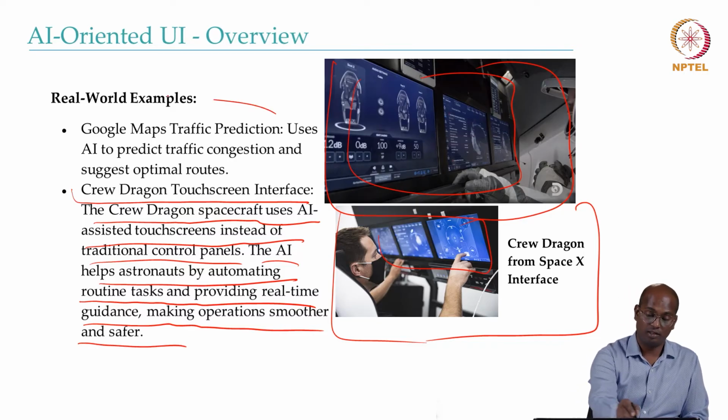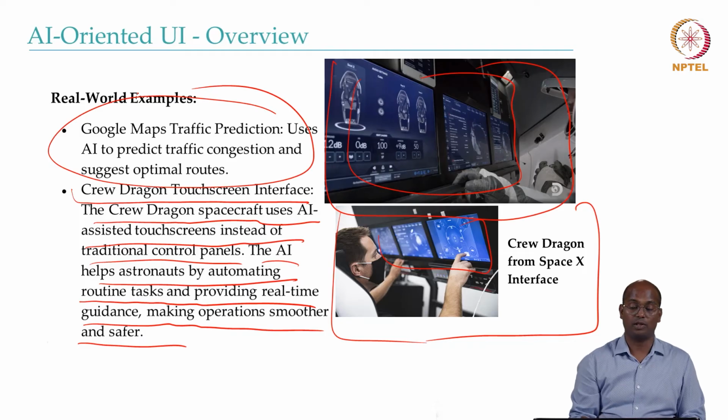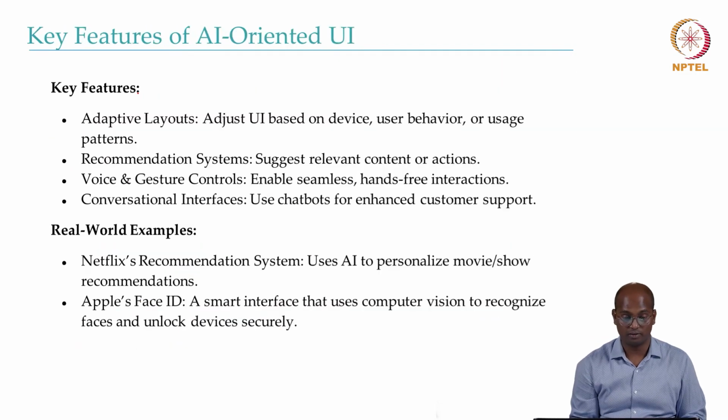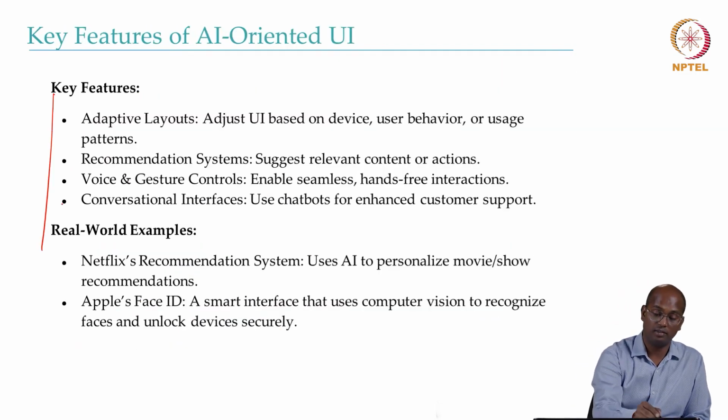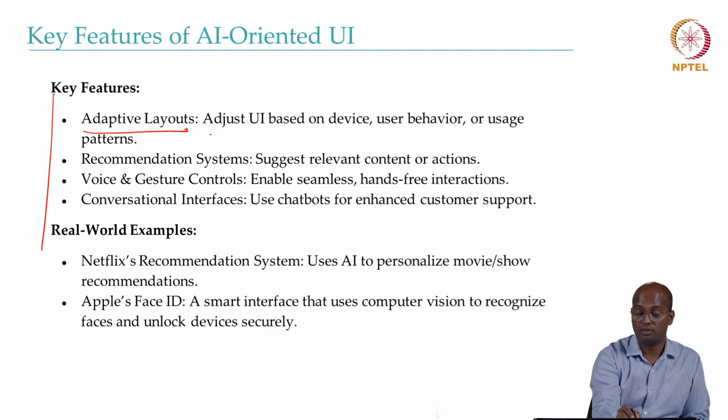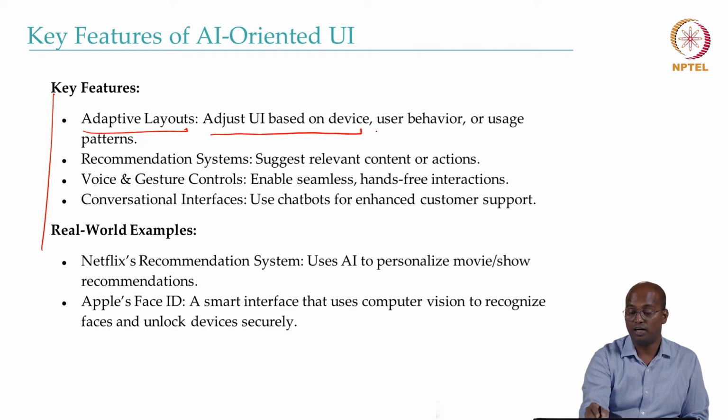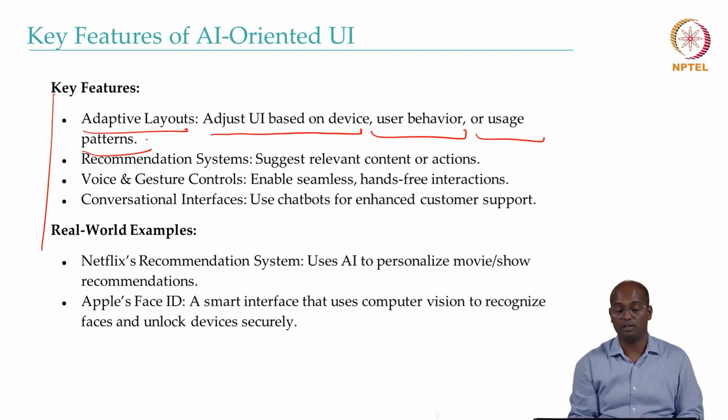Similar things you can think about with Google Maps, traffic conditions. I leave this to you as an activity to complete. So what features does it have? Adaptive layout, because it adjusts the UI based on the device, based on the user, based on the behavior, based on the patterns, based on the environment.